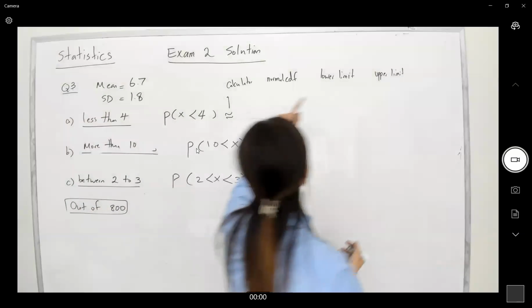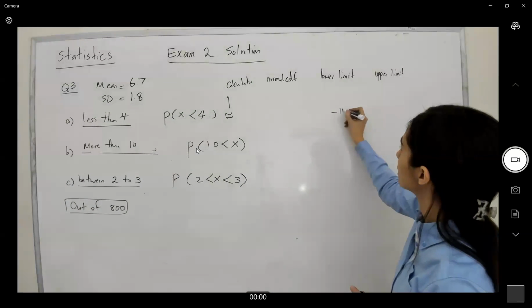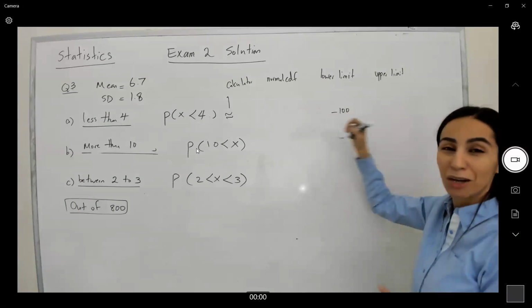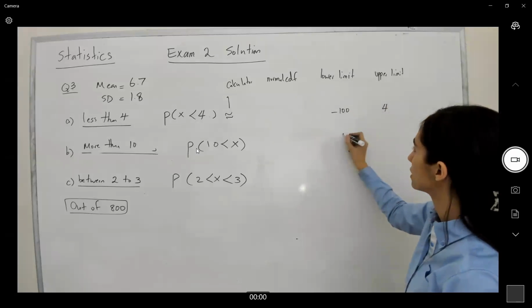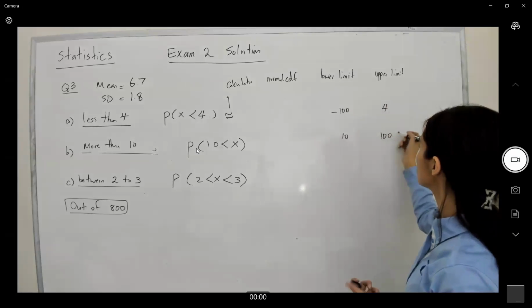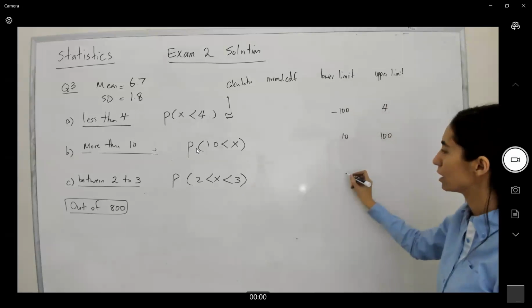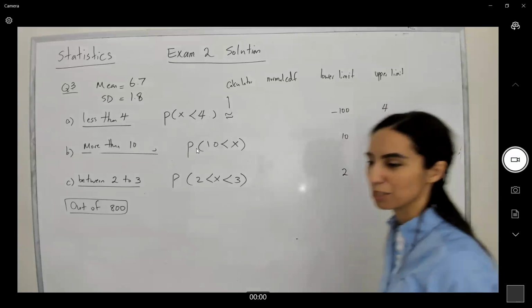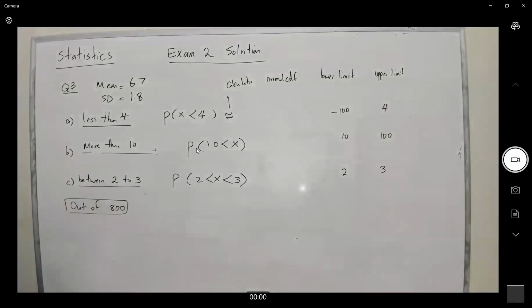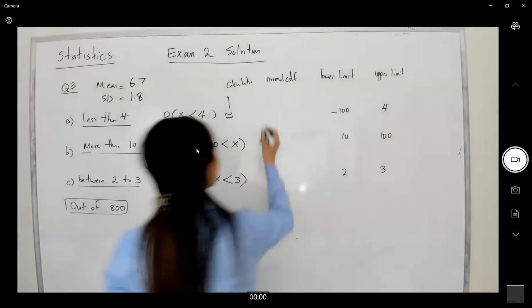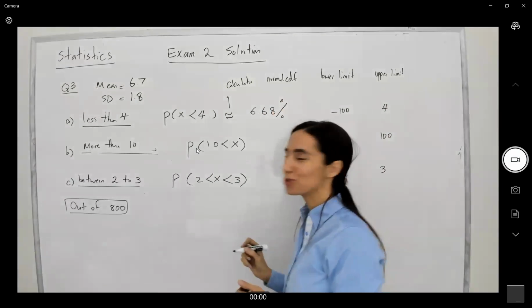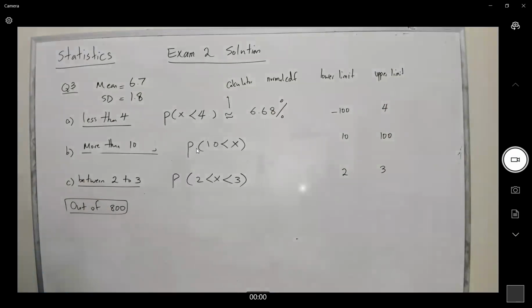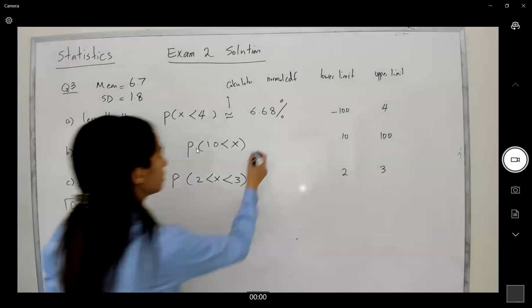For the first one, the lower limit is negative 1,000 and the upper limit is 4. For the second one, the lower limit is 10 and the upper limit is 1,000. For this one, the lower limit is 2 and the upper limit is 3. By doing a calculation, we get 6.68%, almost. It's not unusual. The second one is 3.34%.